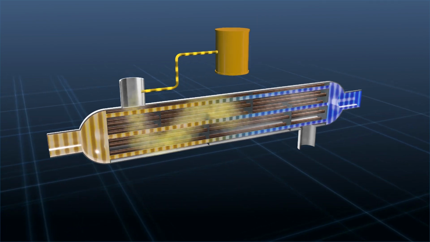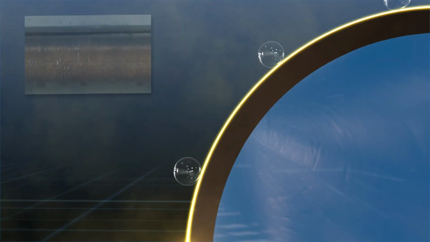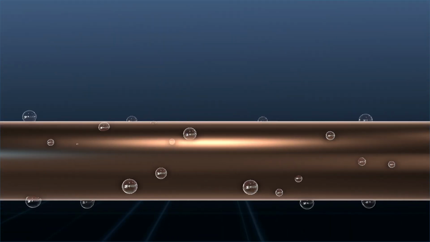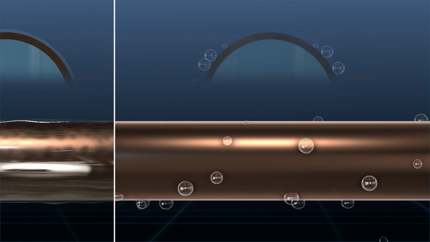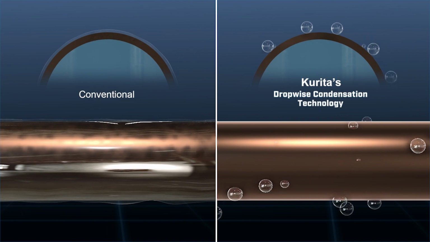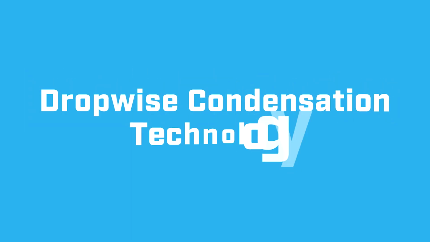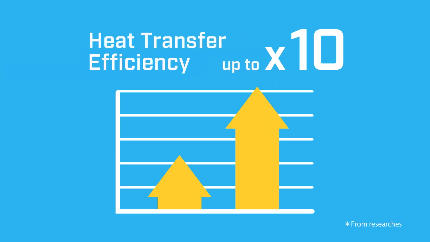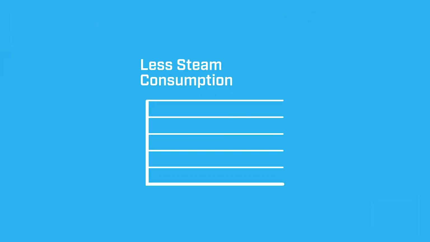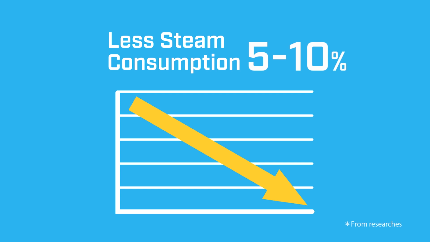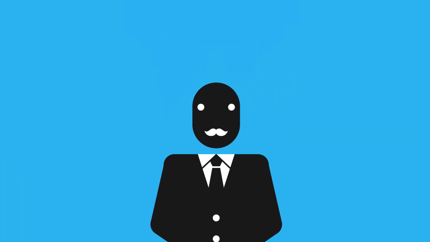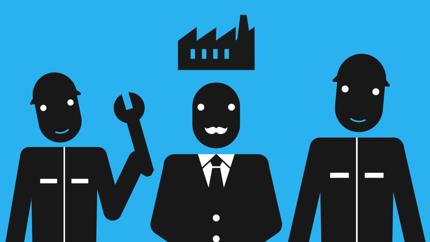However, KURITA has developed a proprietary Dropwise Condensation technology, which covers the entire surface of the tube with a water-repellent film. This highly water-repellent film prevents the water-forming layer, allowing it to drip off the tubes instead. Using KURITA's Dropwise Condensation technology leads to a dramatic improvement in heat transfer efficiency, contributing to the boosting of productivity. This also reduces steam consumption. Dropwise condensation technology is the most effective way to cut energy costs while also boosting productivity.